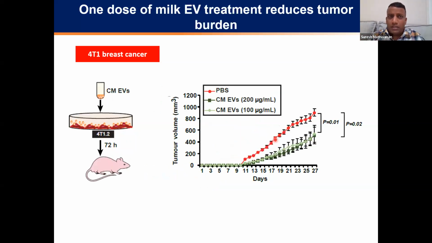Even more interesting is, if you just treat the cancer cells, the 4T1 cells, with one dose of milk EVs, either 200 or 100 micrograms per ml, and then take those cells and inject them into the mice, the primary tumor burden is still decreased. Just one dose, collect the cells and implant them, suggesting that they're having that anti-cancer effect in just one dose.